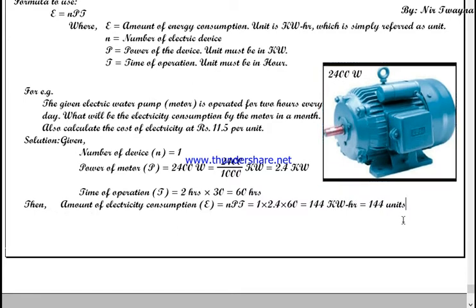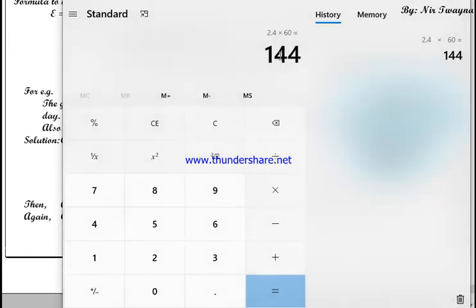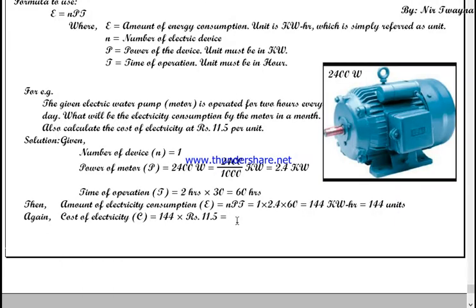You have calculated how much units it will consume if this motor is operated 2 hours every day. Now you also need to calculate the cost of electricity. C equals your total units, 144, into the per unit cost of 11.5 rupees. If you need to pay 11.5 rupees for 1 unit of electricity, then what would be your energy cost? 144 into 11.5 is 1656.